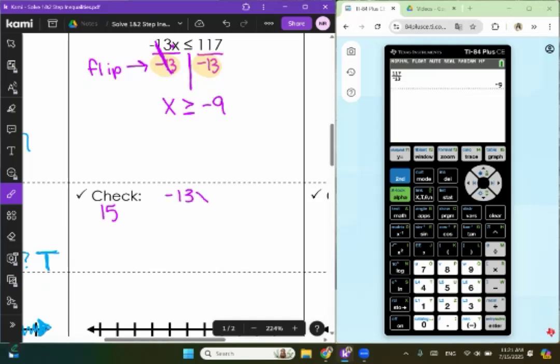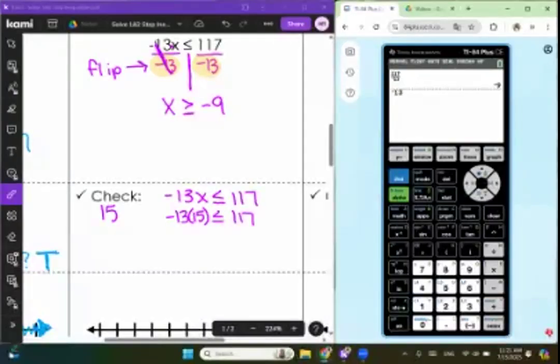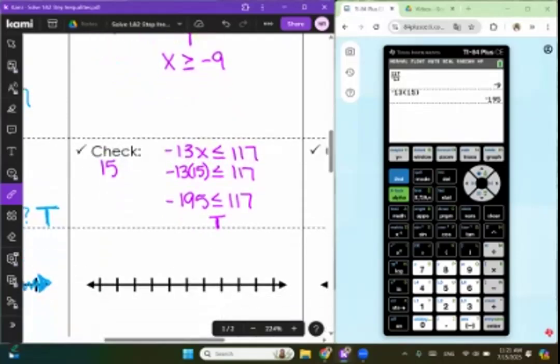Negative 13x less than or equal to 117. Okay, we replace the x with this 15 right here because that is our number that is greater than negative 9. Any positive number is going to be greater than any negative number, right? And then we type in negative 13 times 15. We get negative 195. Is negative 195 less than or equal to 117? Yeah, true. So we know we solved it correctly.